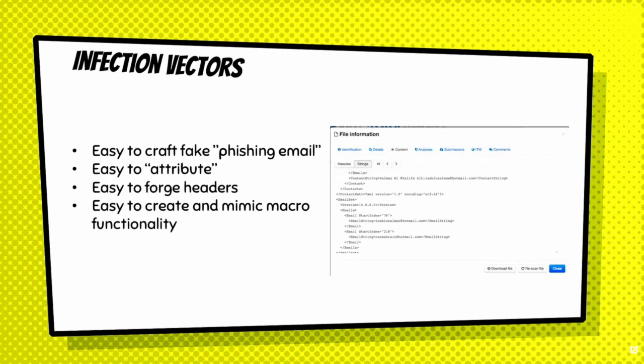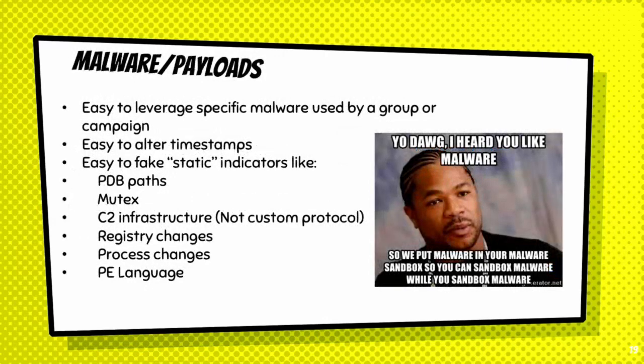It's easy to forge headers within these fake emails. It's easy to create and mimic macro functionality within dropper documents to go out for stage 2 and pull down additional tools, etc. It's super easy to do all this stuff. So at this point, I started to say, infrastructure is easy, infection vectors are easy. What about malware and payloads? In this case, super easy as well.